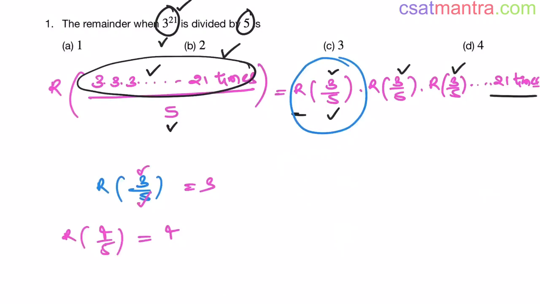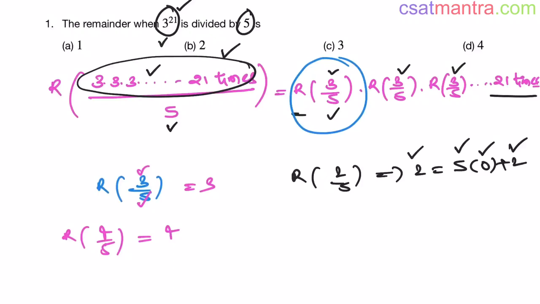Remainder is 4. What is the remainder when 2 is divided by 5? Okay, 2 you can write as 5 into 0 plus 2. So the remainder is 2. 0 is the quotient, 5 is the divisor, 2 is the dividend. What is the remainder when 1 is divided by 5? Okay, 1 is equal to 5 into 0 plus 1, remainder is 1.